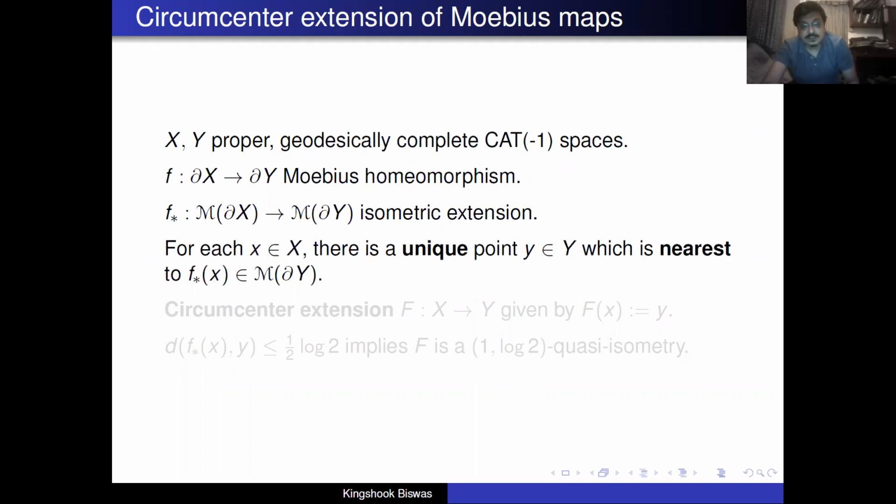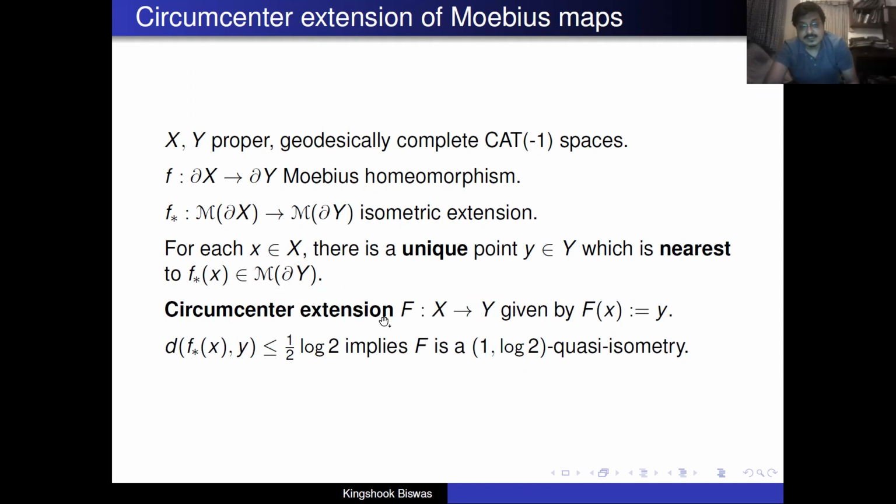And now we can do the following. For each point little x in X, you think of X as sitting isometrically inside M of ∂X. So for each x, there is a unique point y in Y which is nearest to the point f star of x in M of ∂Y. And so the circumcenter extension, capital F from X to Y, is given by putting capital F of x equal to y. And the fact that Y is (1/2) log 2 dense inside M of ∂Y implies that F is a 1 log 2 quasi-isometry. So this is how you prove that you get a 1 log 2 quasi-isometric extension.